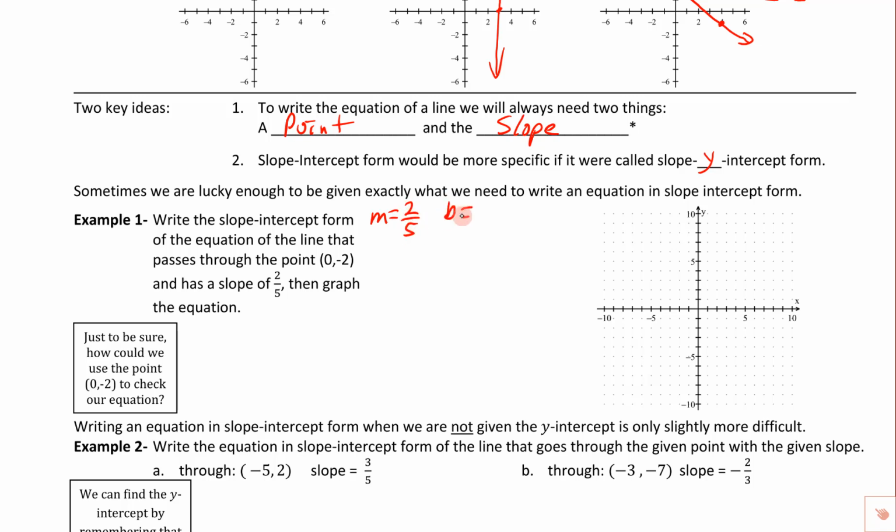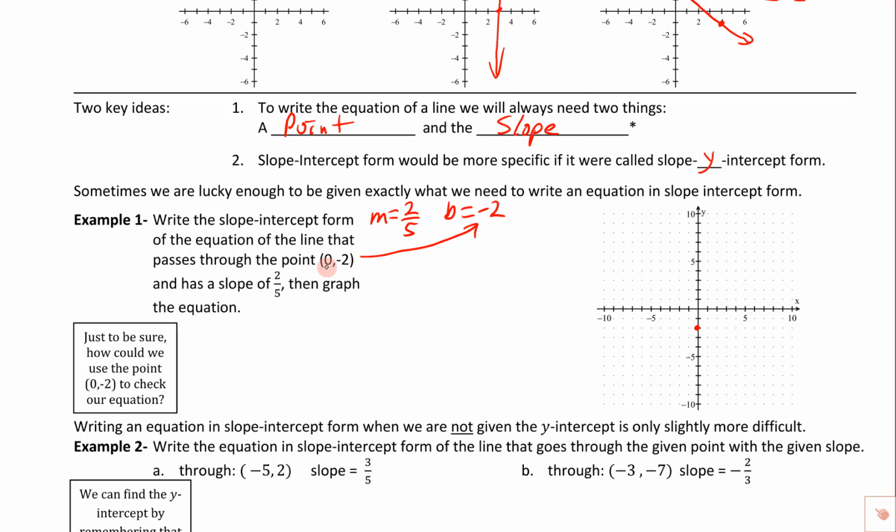And we've got to have the y-intercept. But think about the point (0, -2). 0 means we don't go right or left. We just go down 2. So that right there is the y-intercept. They didn't say it's the y-intercept. They said it passes through this particular point. But if I put that point on the graph, that point is right there. The y-intercept happens to be -2.